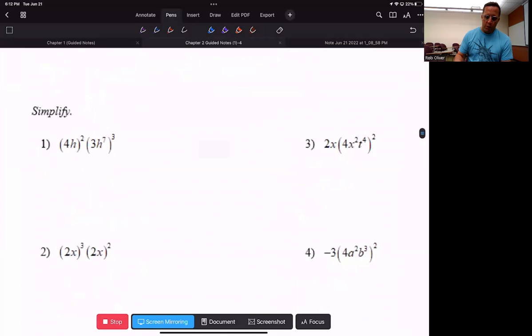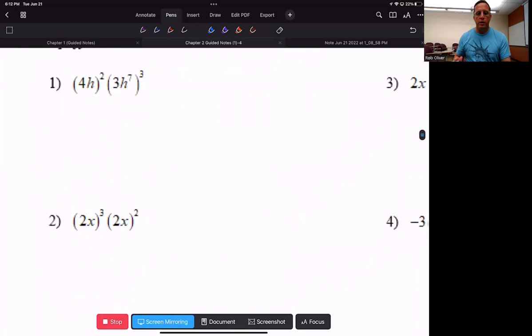Okay, so going on to number one right there, we've got (4h) squared, and we have (3h to the 7th), that's in parentheses, and that's cubed. So let's take care of the exponent parts of that problem, and then when we're all done, let's multiply those parts. We're going to multiply this part, whatever that comes out to, by this part, right? So let's take care of the exponent first, like I said.